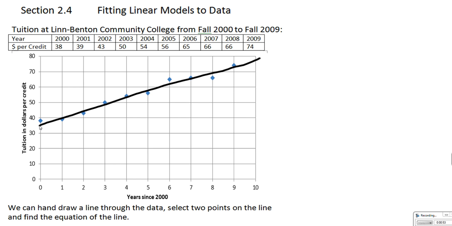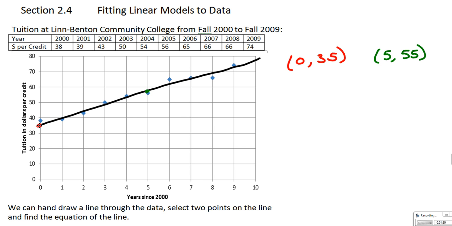We can find an equation of the line through that data by picking a couple of points. So I think the points I'll pick here, they'll be off the line, not the original data points. So it looks like my line is going through the point 0, 35, where 0 represents 0 years from the year 2000, so the year 2000, and 35 is $35 a credit in that year. And then picking a second point, 5 years later, it looks like the tuition was approximately $55 per credit.